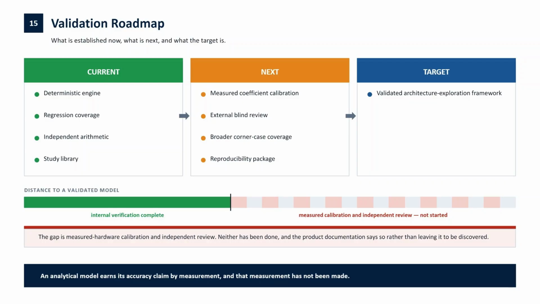The reason this gap is stated explicitly in the roadmap is straightforward. The accuracy of an analytical model against real systems ultimately has to be established through measurement and external evidence. That is the validation work that remains to be done.